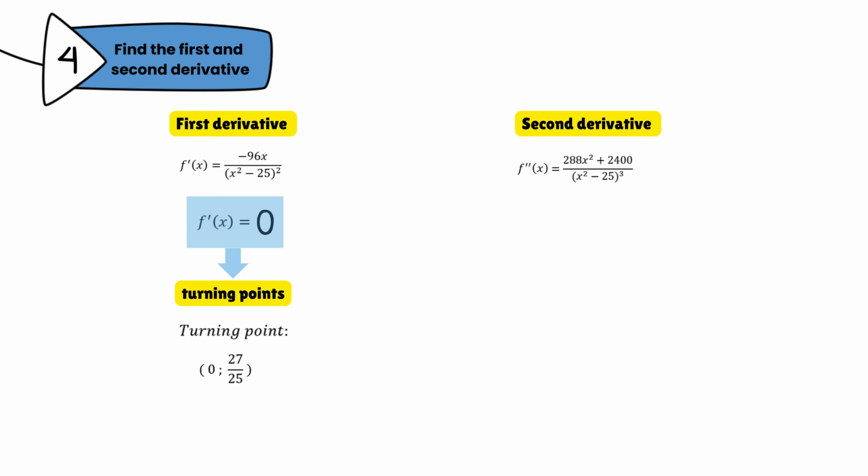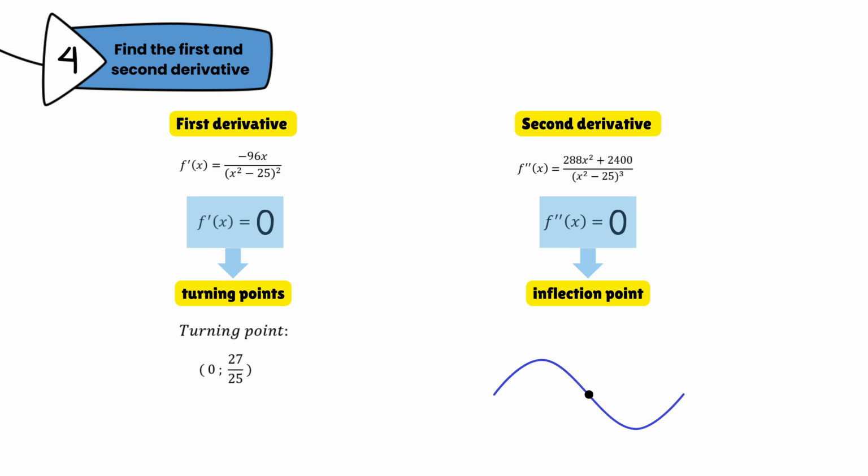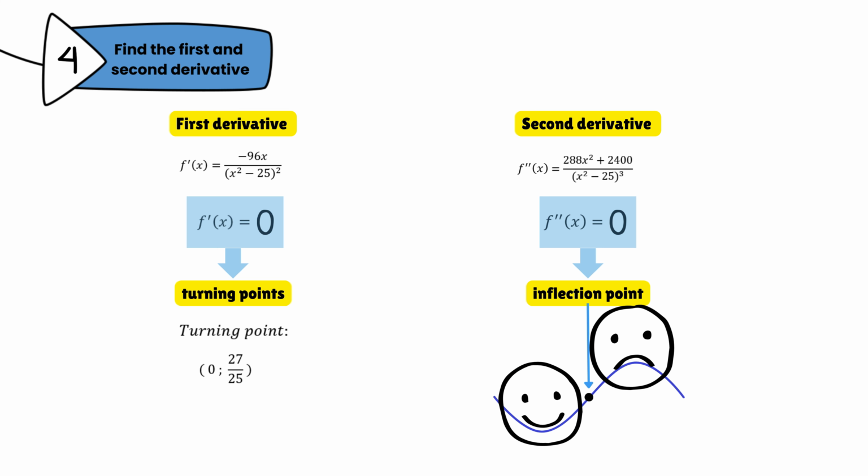Now for the second derivative. When we set the second derivative equal to 0, we get something called an inflection point. So what is that? An inflection point is a point on a function where the function changes its concavity. In plain English, an inflection point is where a function changes from a frown to a smile, or from a smile to a frown. It's an important point because it marks where the overall shape of the graph changes.